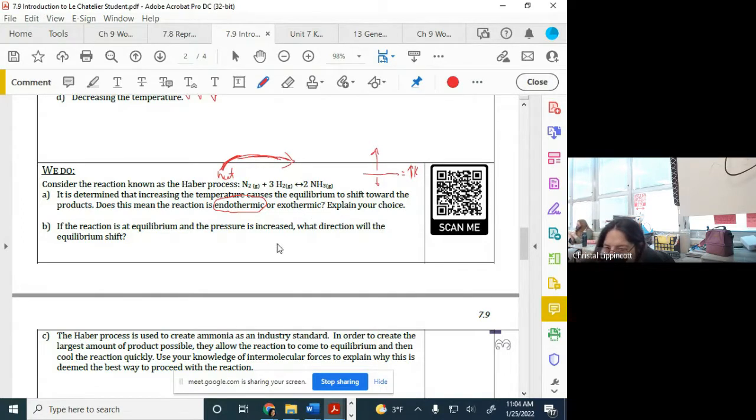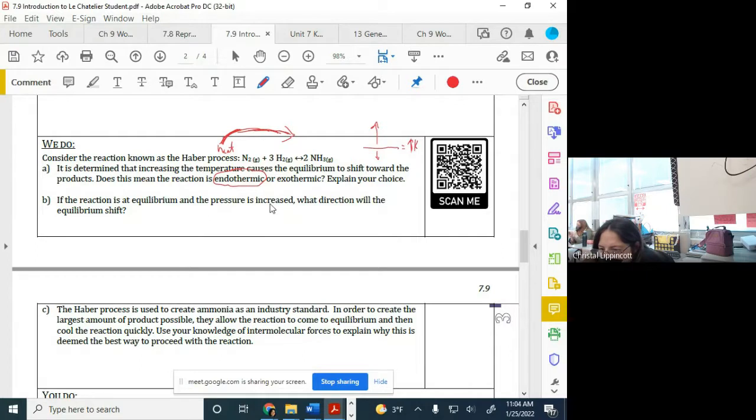Okay. If the reaction is at equilibrium and the pressure is increased, which way will it shift? Which side has more moles? Right side. So this has 4 moles, this has 2 moles. Okay. If we increase pressure, which way is it going to go? Right. It's going to go this direction. Does that make sense? Yes, it does. Because you're trying to reduce the number of moles of gas that you have.